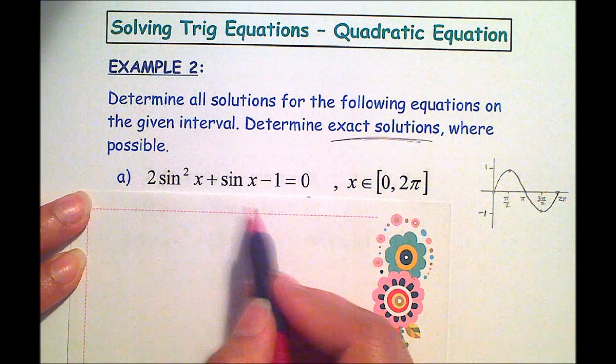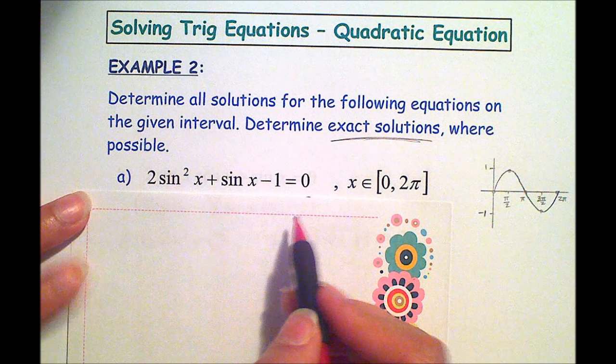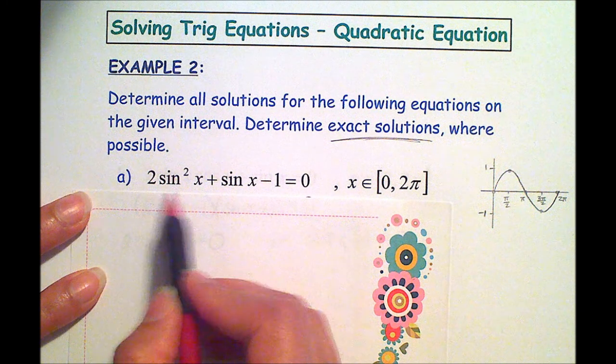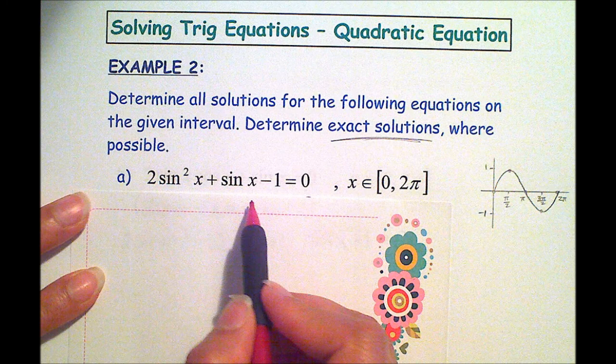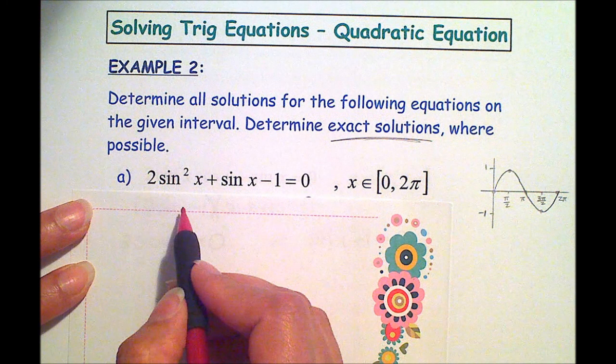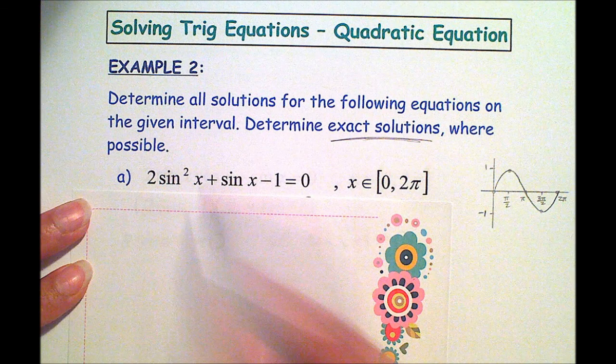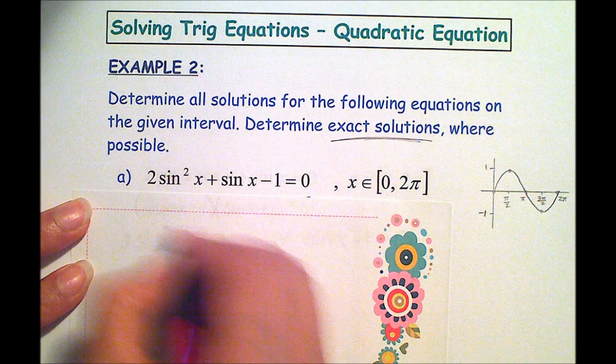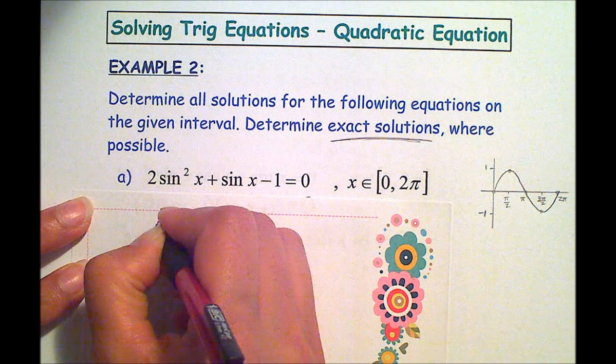plus sine x minus 1 equals 0. What you'll notice here is that you have a sine squared term. It's kind of hard to isolate sine x because there's more than one sine term. So what we're going to do is try to actually factor this. Think of sine x as y.